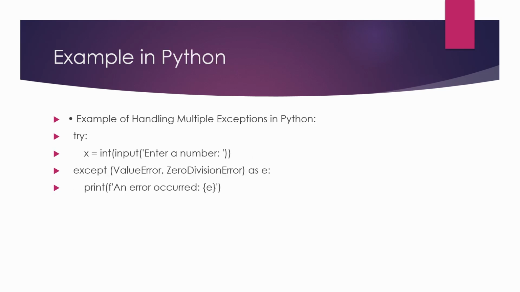In Python, error handling is very similar. We can catch exceptions like value error or zero division error using multiple except blocks. This allows us to handle different types of exceptions in a structured way, making our code more resilient to errors.